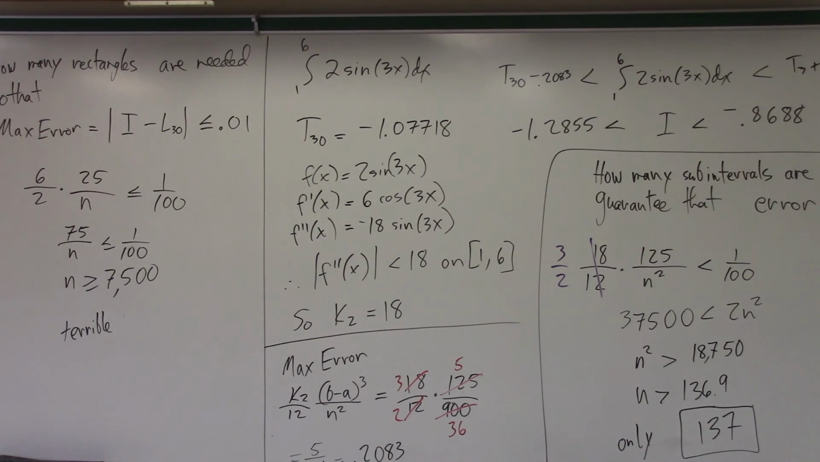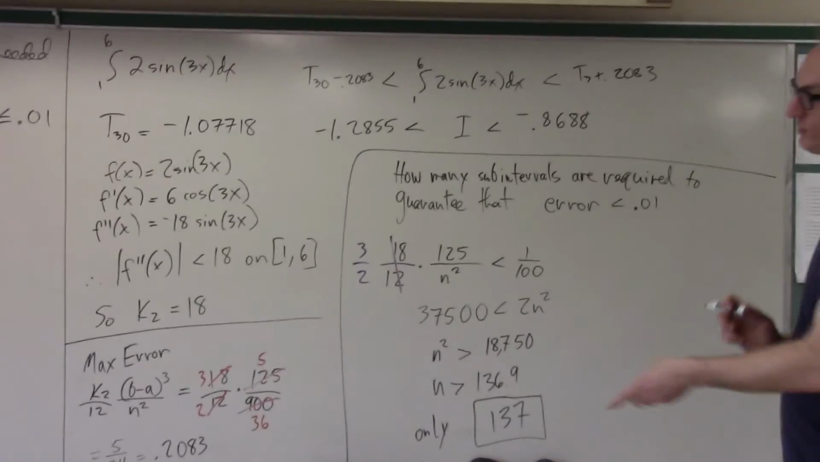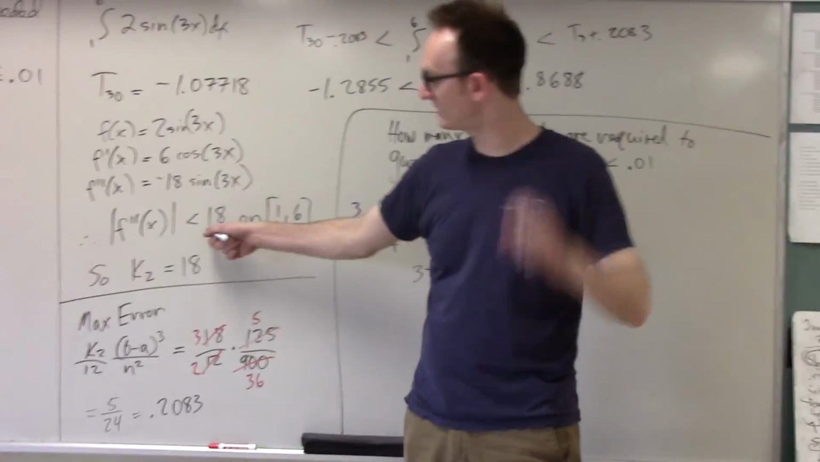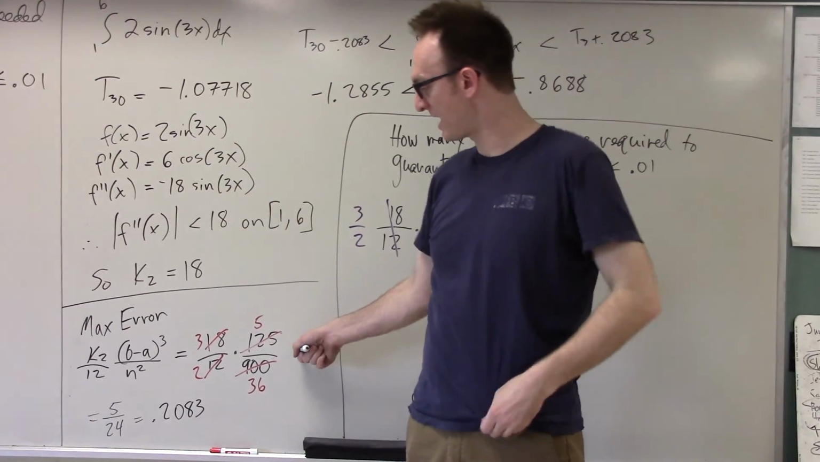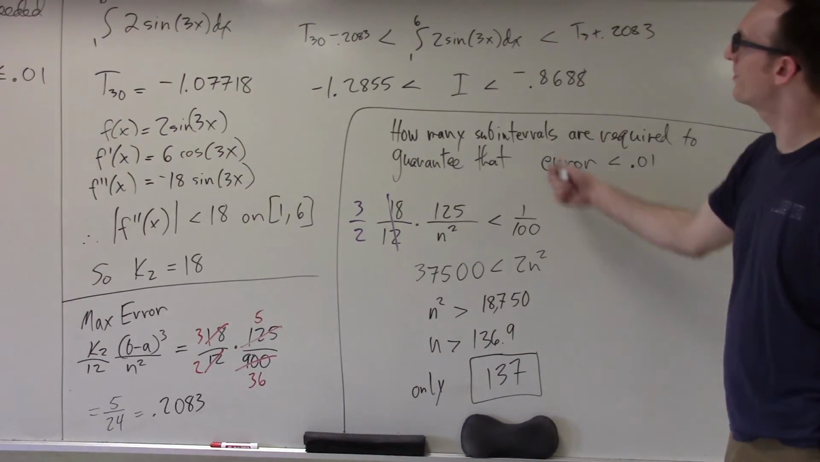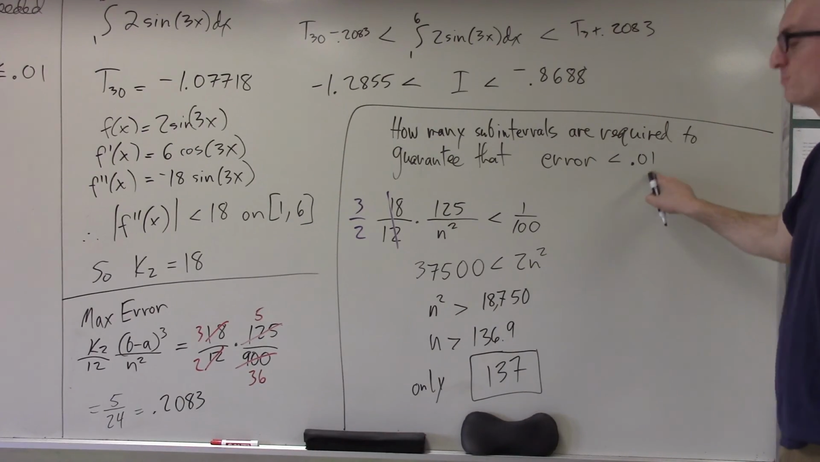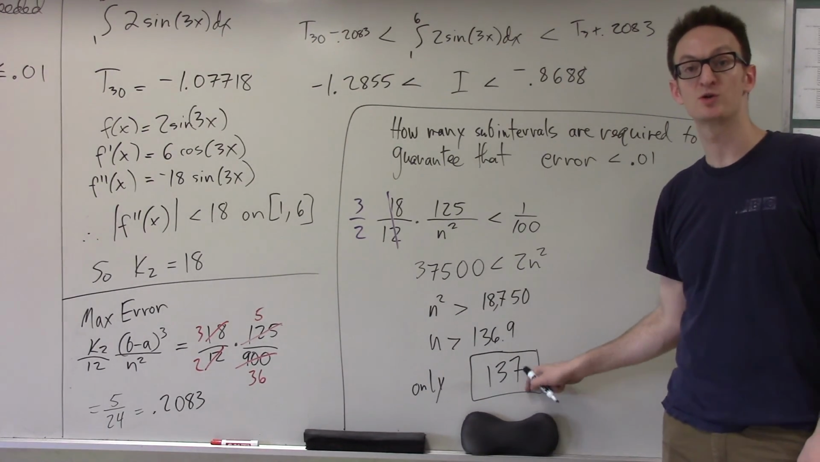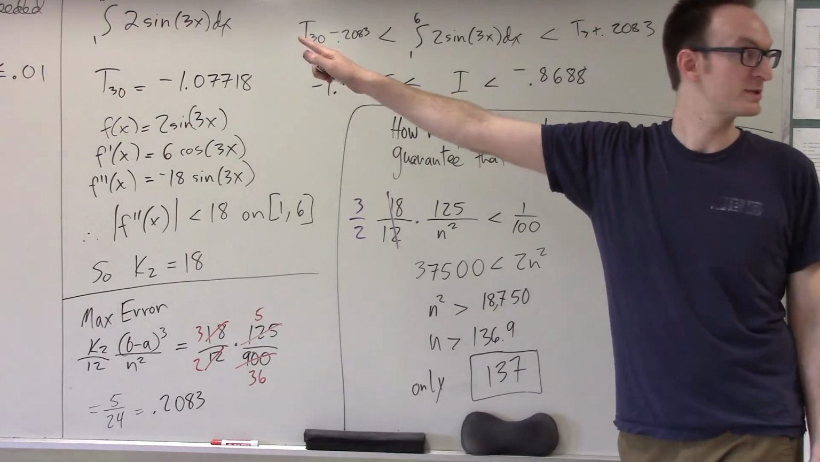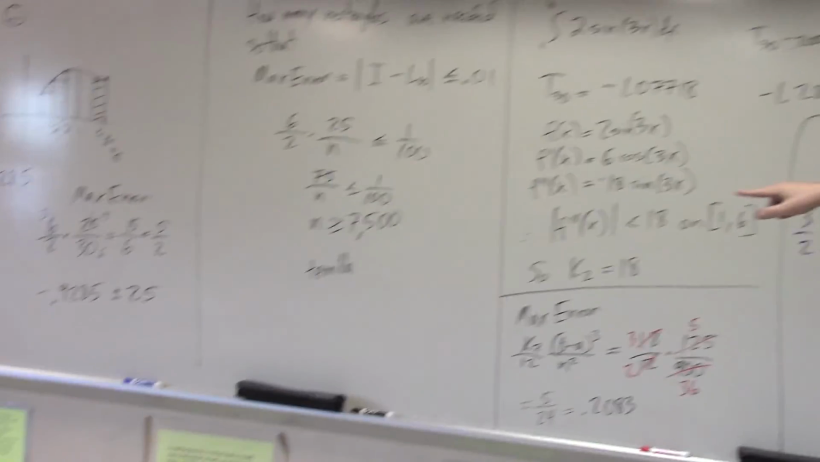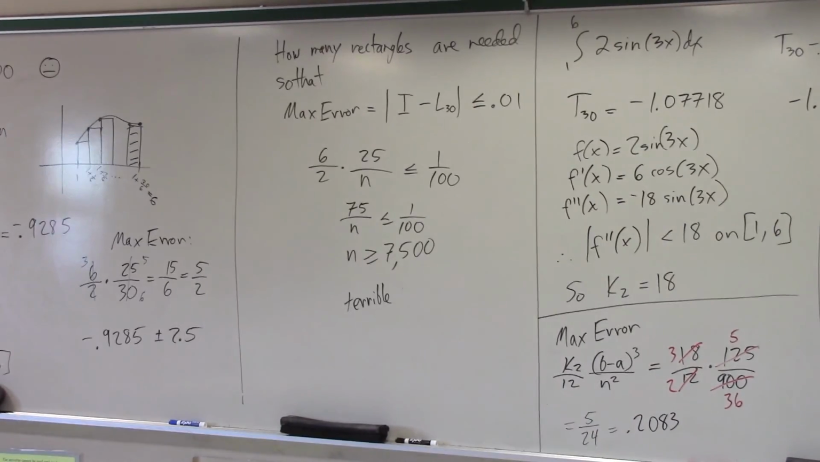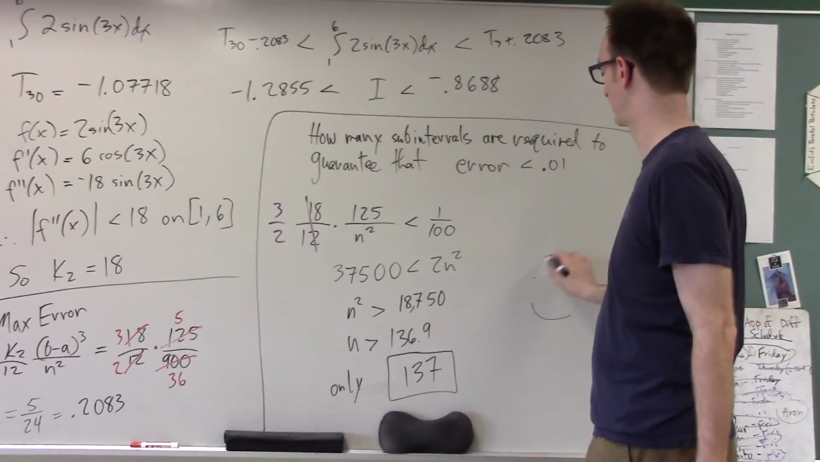That means that if I want to use the trapezoid rule for this particular integral, since this integral has a second derivative which is guaranteed to be less than 18, my error analysis tells me that if I want my integral to be off by at most 0.01, then I need 137 intervals. Contrast that with doing the problem using LRAM, where I needed 7,500 subintervals. So this is much, much better. And the trapezoid rule is great.